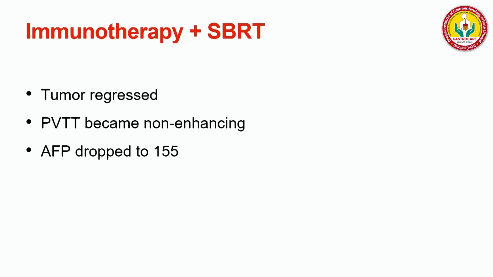Had he been 30, I would have sent him to Prashant for a resection if the liver volume was adequate, despite a portal vein tumor thrombus, and then gone on to systemic therapy. In a 58-year-old who has varices, who has portal hypertension, no matter what you do, it's going to be bad.